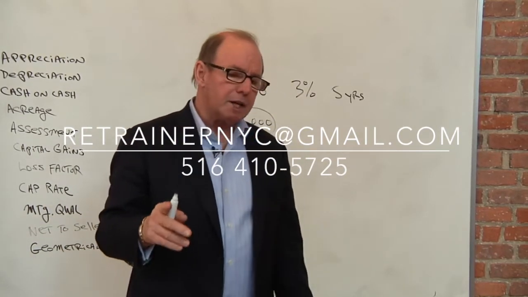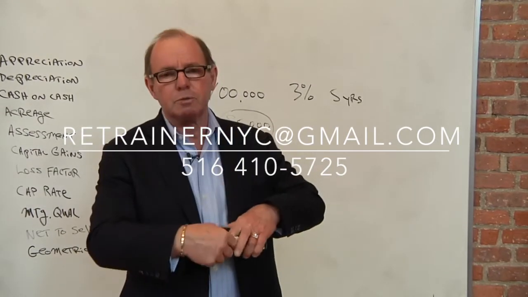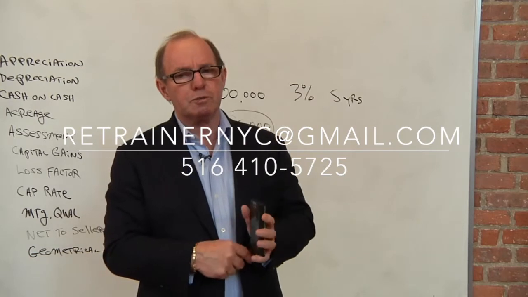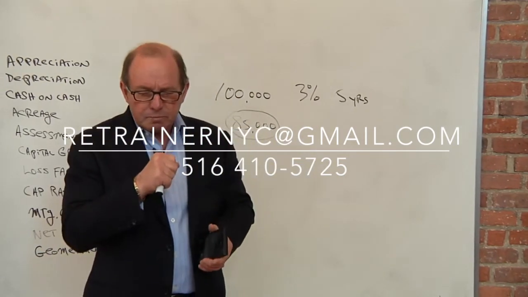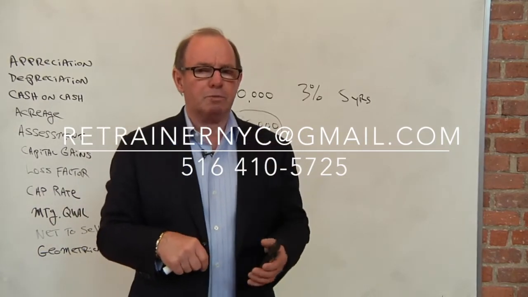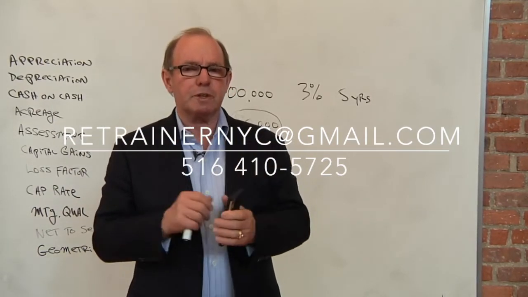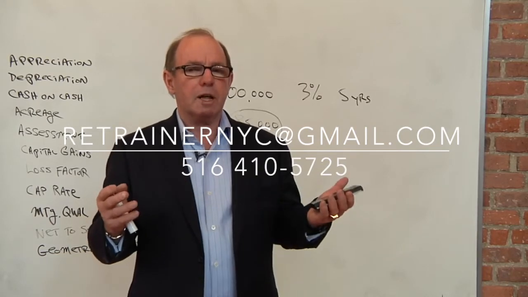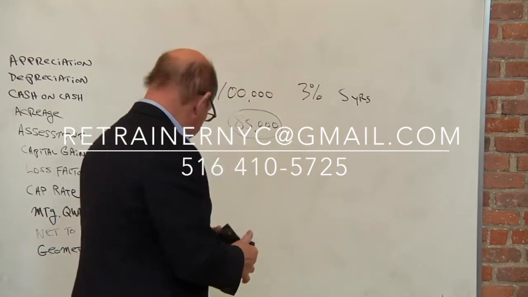The other distinction you have to know is that properties are depreciated under IRS tax code over different numbers of years. Residential properties, anything 5 family or less, is depreciated over 27.5 years. Anything greater than 5 family is commercial, so a 6-family house or greater is commercial. That gets depreciated over 39 years. So let's do an example.